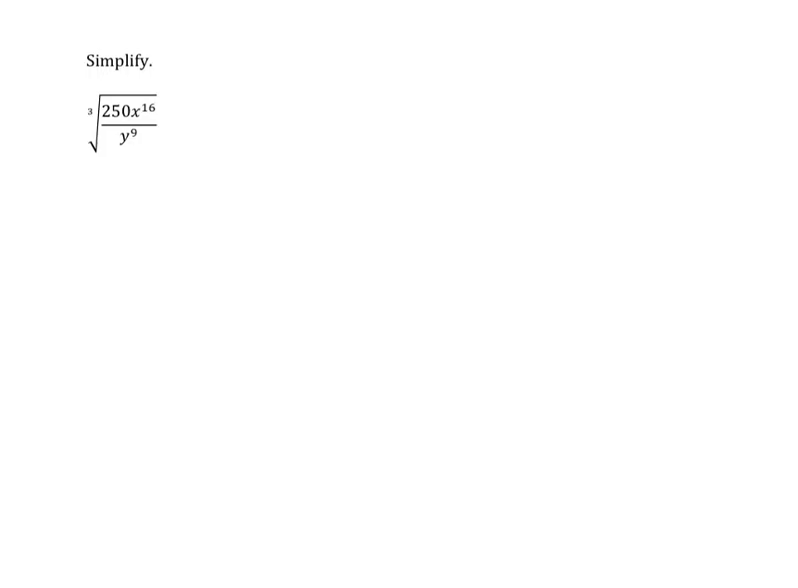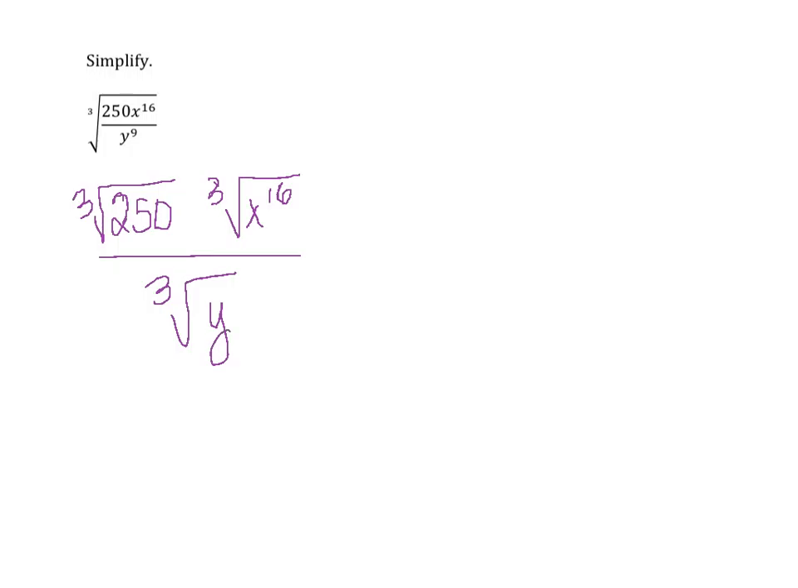In this problem, we are simplifying a fraction, and that fraction contains numbers and variables, so I think it'll be easiest to break this apart. We're going to look at this as the cube root of 250 times the cube root of x to the 16th, divided by the cube root of y to the 9th.